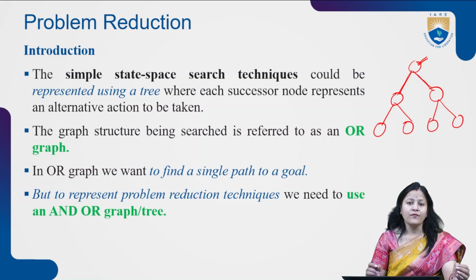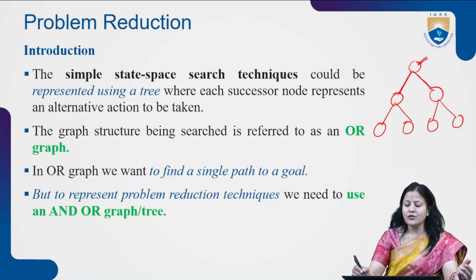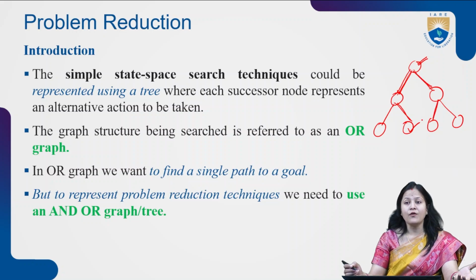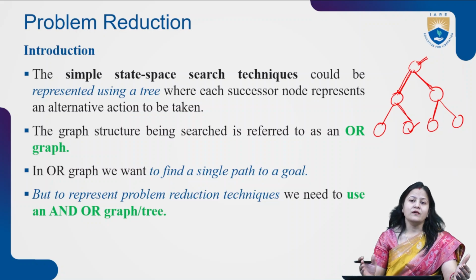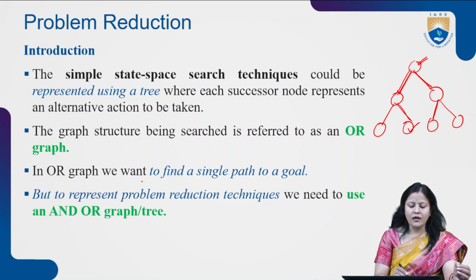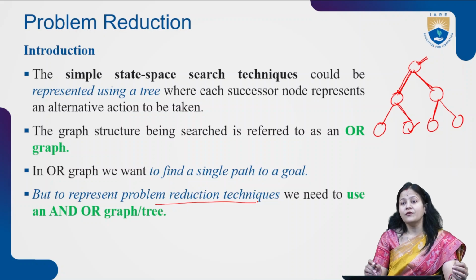In an OR graph, we want to find a single path to a goal state. So if I'm searching from the left side, then I may reach the goal state. Or else if I do not get it that way, I may go the right way. I may not reach the goal state also if I move the right way. So an OR graph always gives alternate solutions. Either you follow this or that. But to represent the problem reduction technique, we cannot use the OR graph.